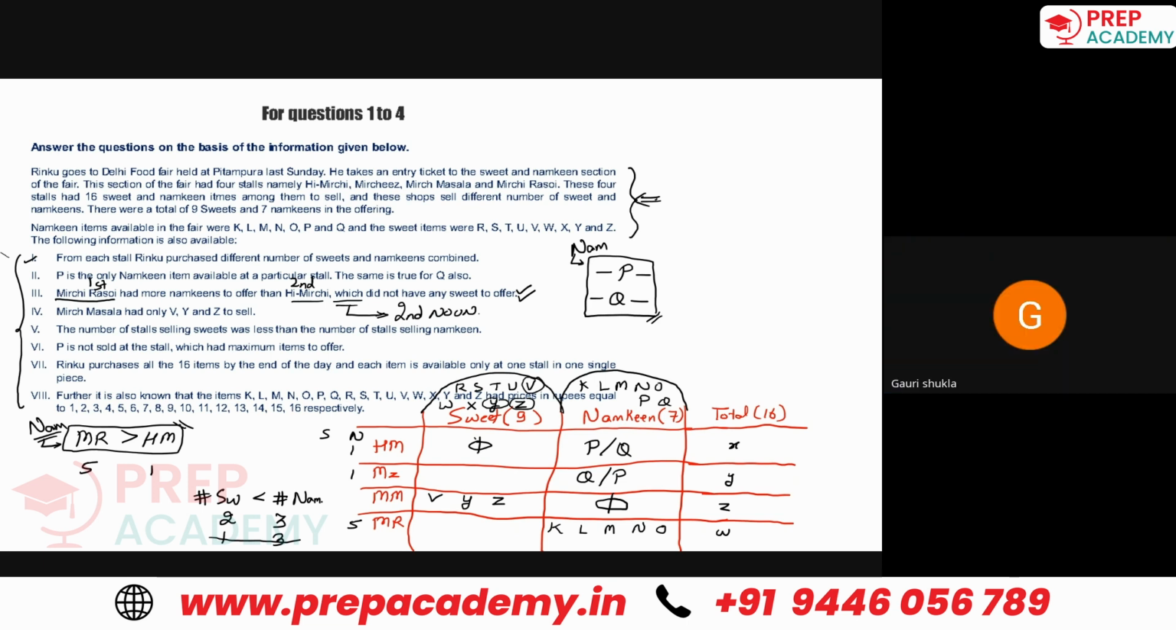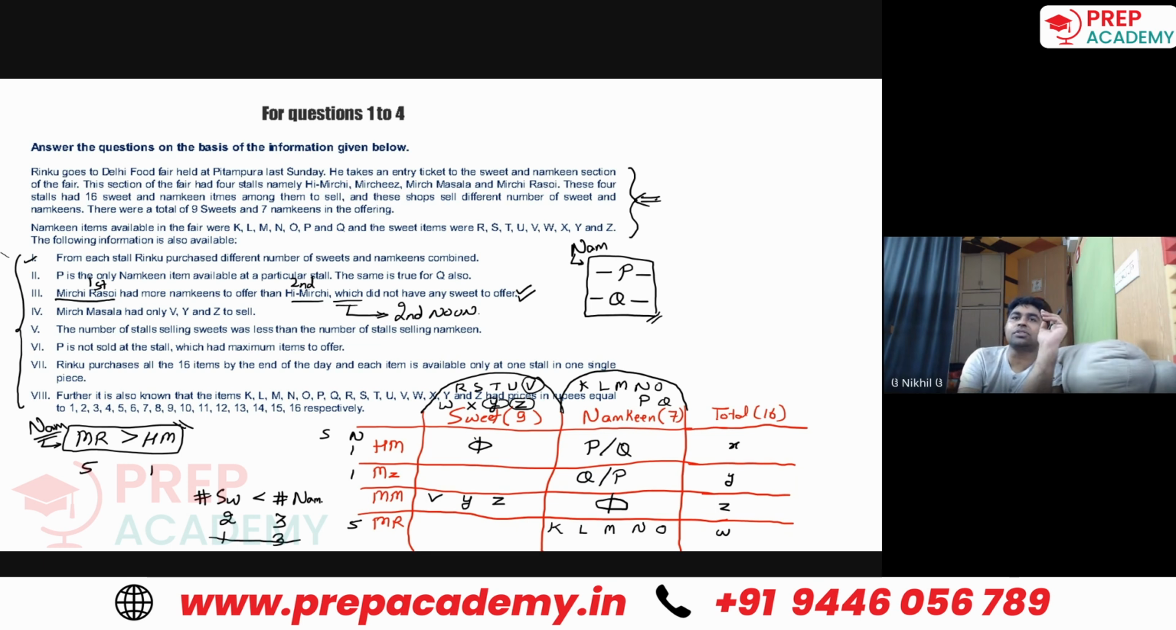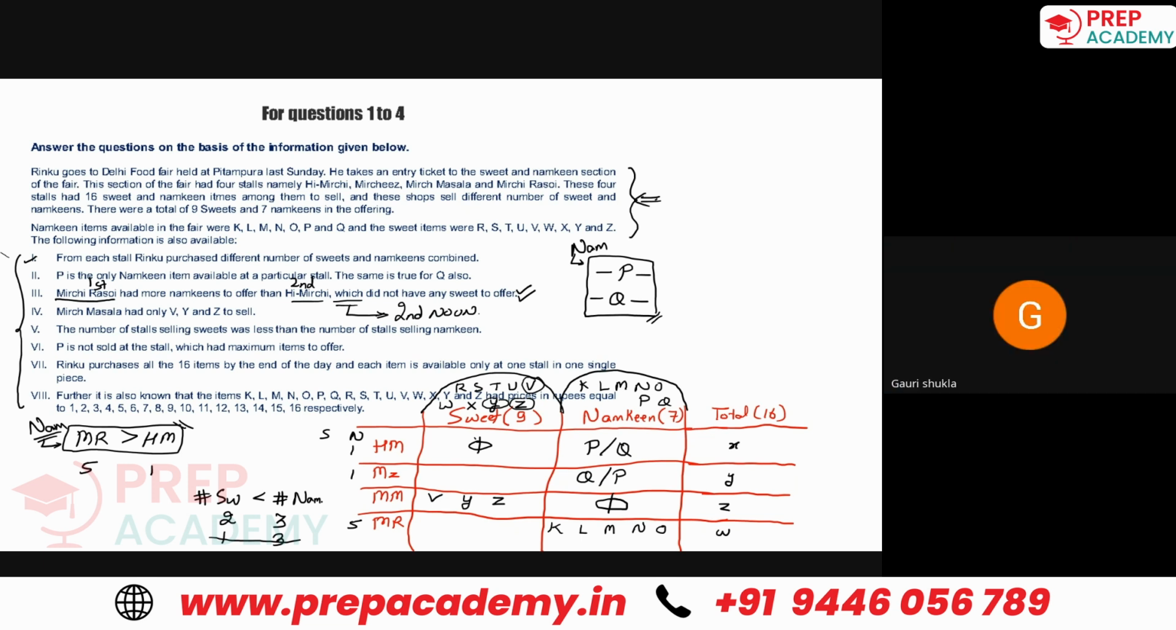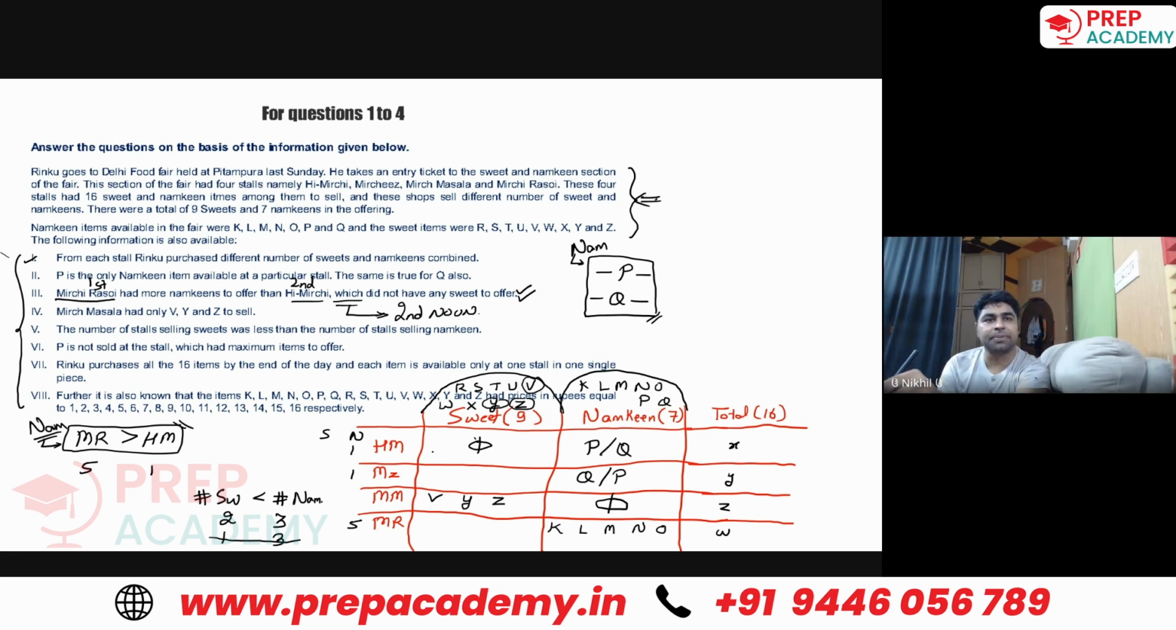Yes, sir. So there has to be one stall at least which would be selling these 6 items also. Is it true? Yes. Perfect. So that means there will be two stalls selling sweet items, and 3 stalls are already there who are selling namkeen items. Now V, Y, and Z here. So that means the number of items being sold at are 3.